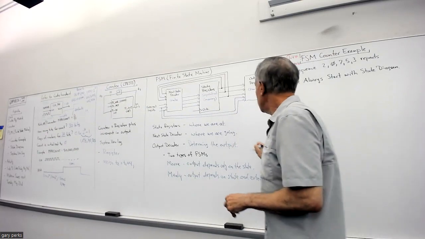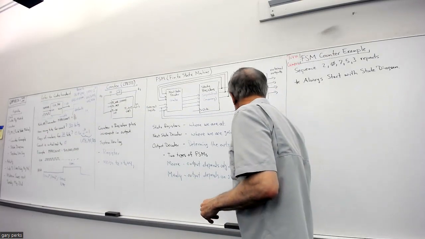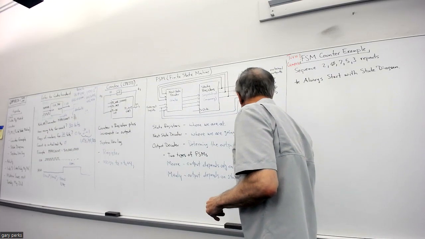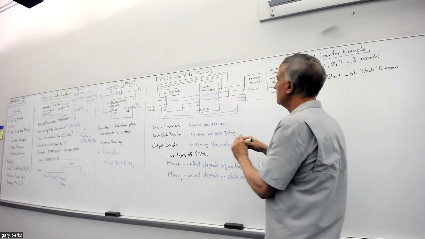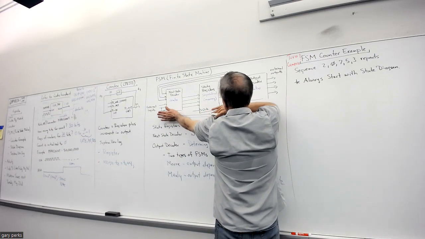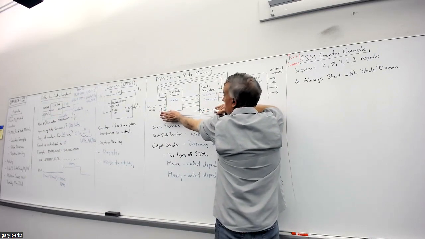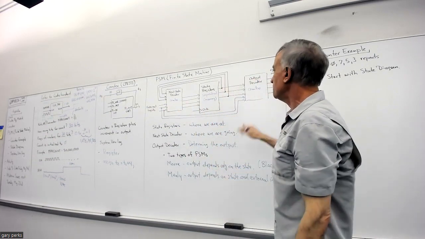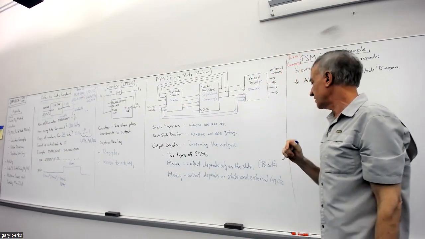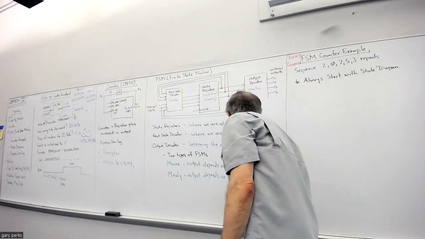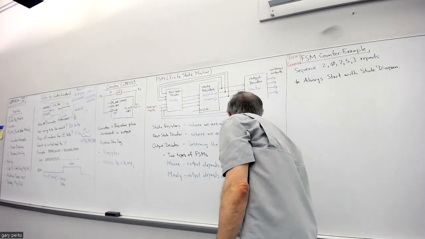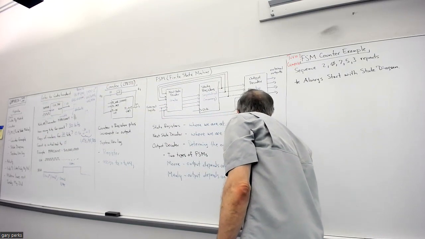So the Moore FSM is just what's in black. So like these two lines right here are not part of a Moore FSM. A Mealy has what's in black and also these two blue lines. Okay, so the Mealy would have the black and the blue.